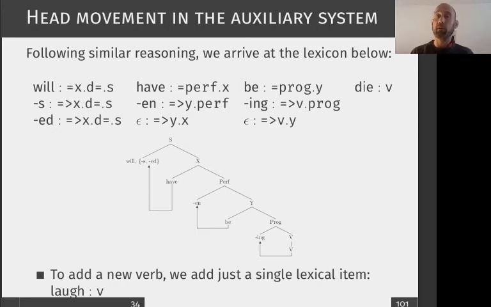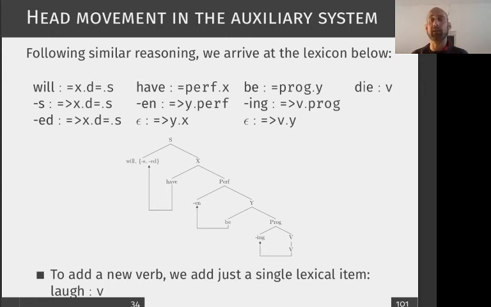Except it has one great advantage, which is that in order to add a new verb, we just add a single lexical item. Right? Laugh in all of its forms can be added to this lexicon by adding the single lexical item laugh of category V. Okay? So this means that the redundancy, the featural redundancies, the missed generalizations that we saw are no longer missed. Okay?